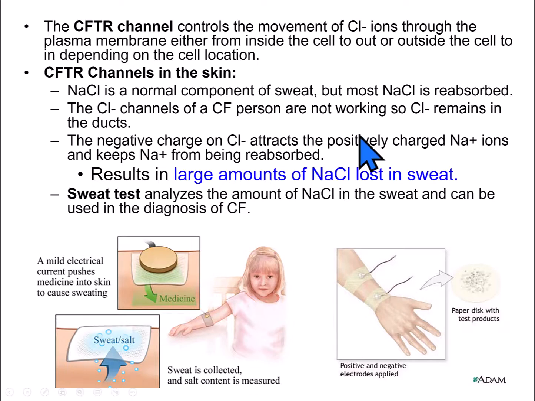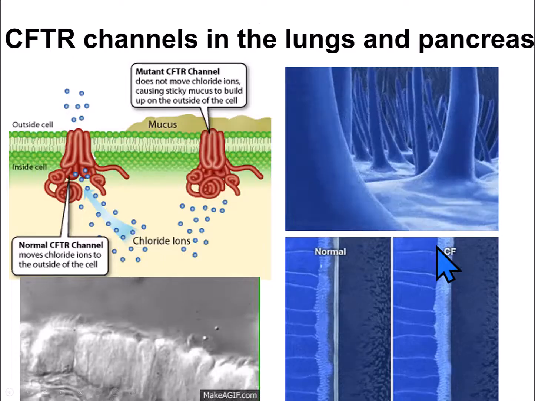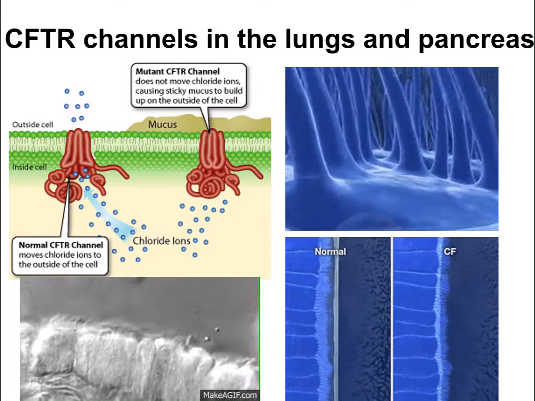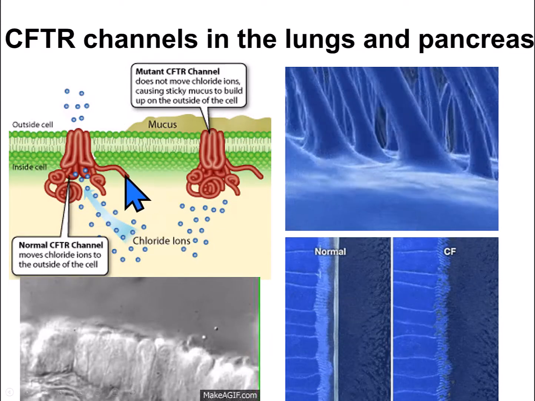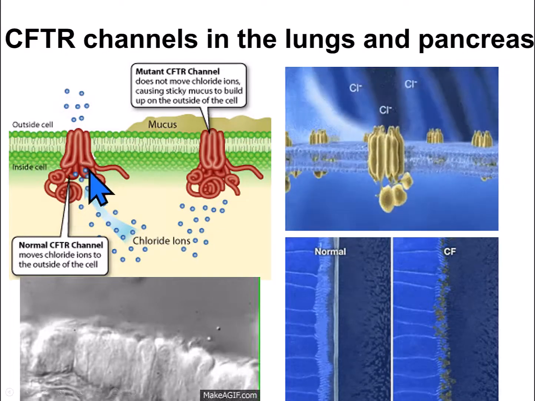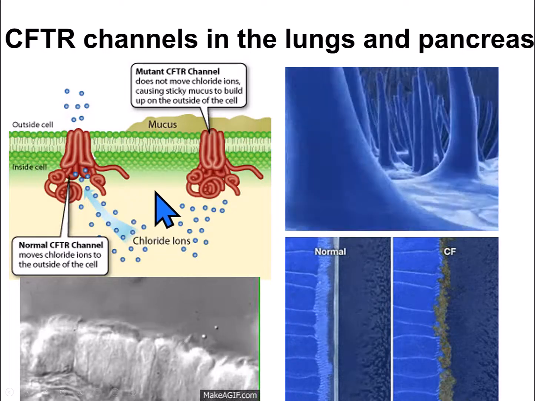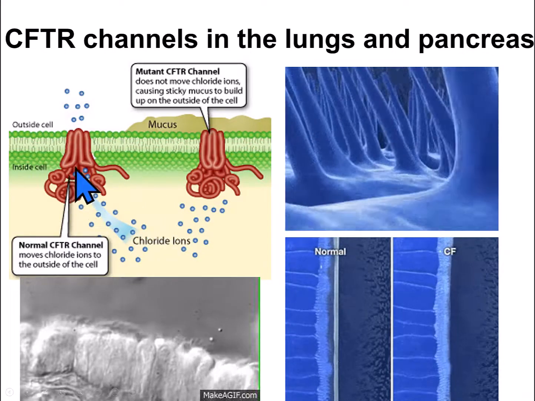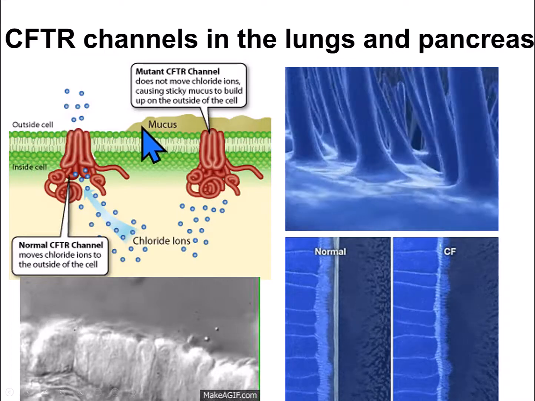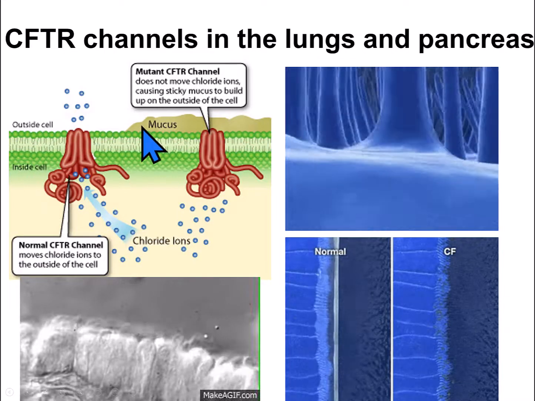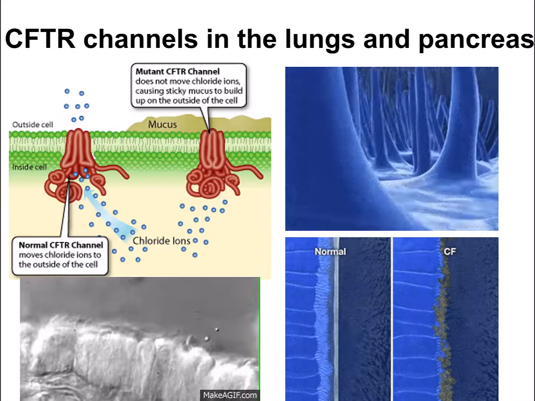Basically what happens is that in the sweat test, you analyze the amount of sodium chloride in the sweat of a person, and that can be used to diagnose cystic fibrosis, along with all the other symptoms that can happen with airway and digestive problems. But what about CFTR channels in the lungs and the pancreas? Here we're going to see that these CFTR channels actually pump chloride ions from inside the cell through the plasma membrane to the surface of the cell. These cells are lining the ducts, either in the airways or in the pancreas.